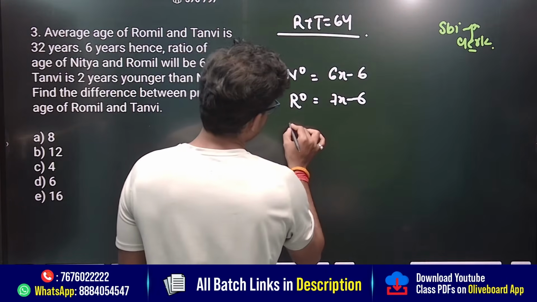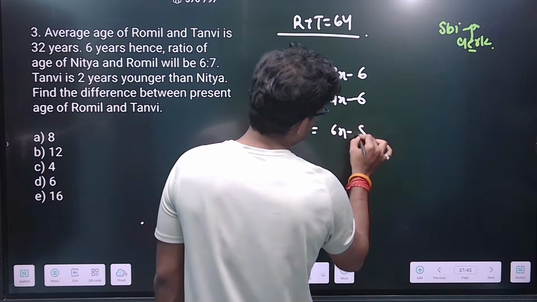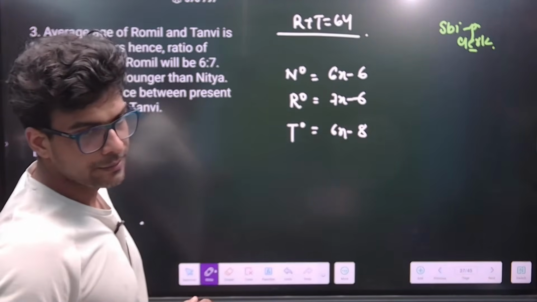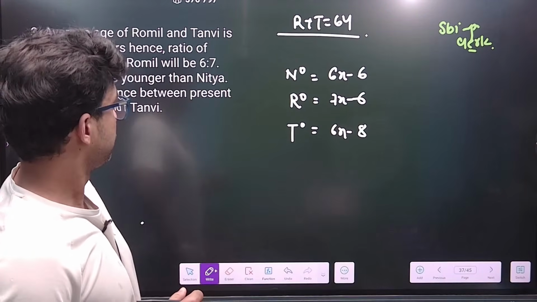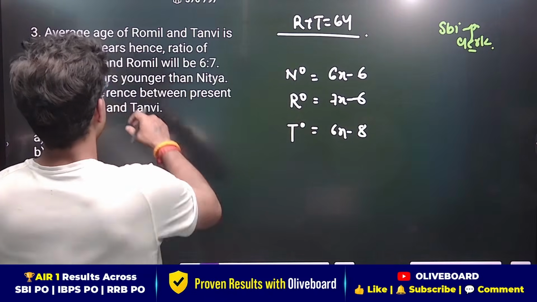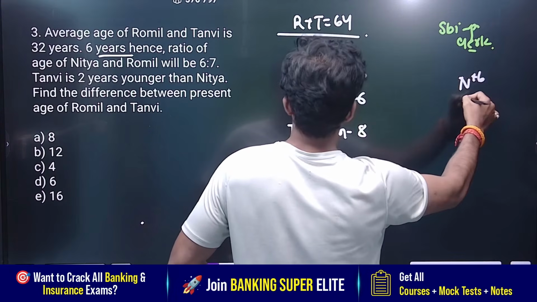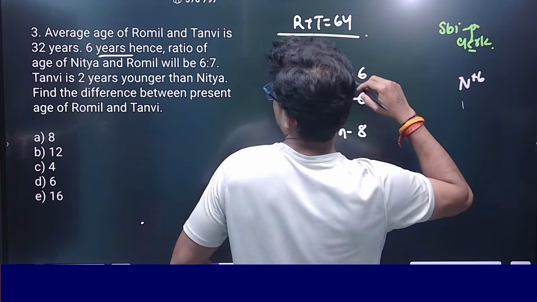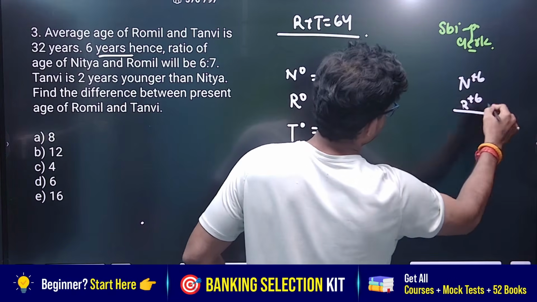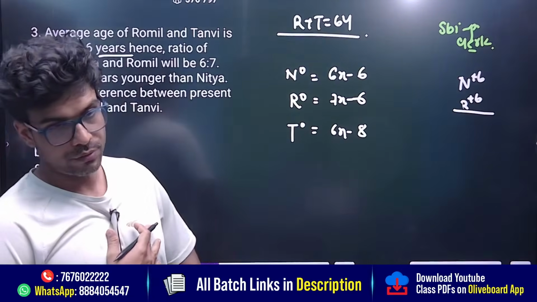So if Nitya's age is 6x minus 6, Tanvi's present age would be 6x minus 8. Younger means, I hope you're getting the point, right? Fine? 6 years hence was given. So let me write down, n plus 6 and r plus 6 was given. Okay, so let's find. This is not an issue, guys, right?